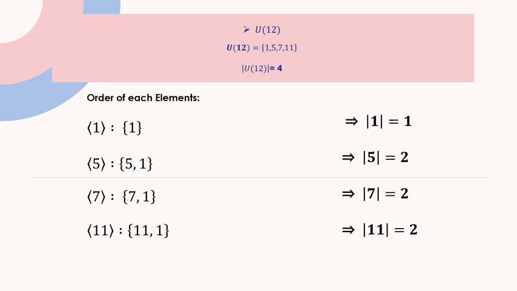For number 7, the elements under number 7 mod 12 are 7 and 1. Therefore, the order of number 7 mod 12 is equal to 2. For number 11, the elements under number 11 mod 12 are 11 and 1. Therefore, the order of number 11 mod 12 is equal to 2.